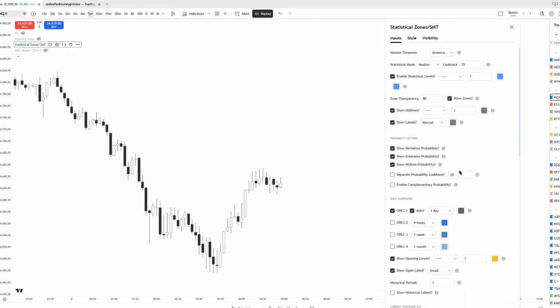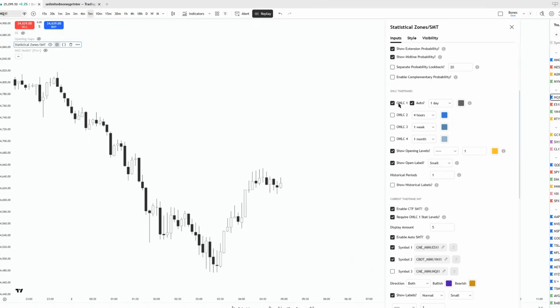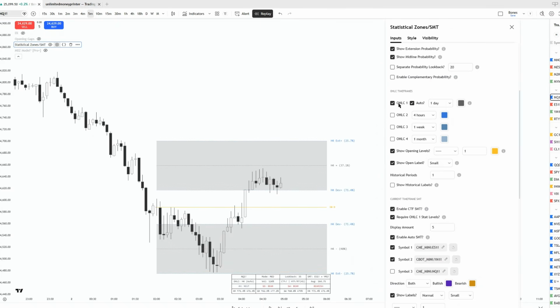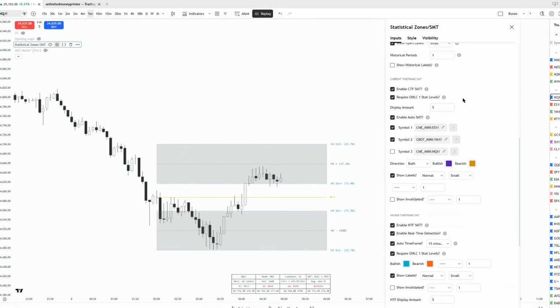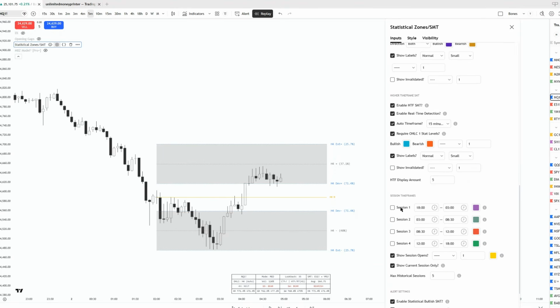So let's go down to the 5-minute. I'm going to turn off OHLC timeframes. These are just candle timeframes. For example, we have auto setting on. You can see it's now plotting the 4-hour range. So these are the probabilities. But what if I want to look at a specific time slot? For example, I might want to look at 5 a.m.